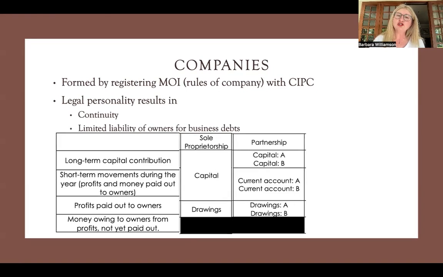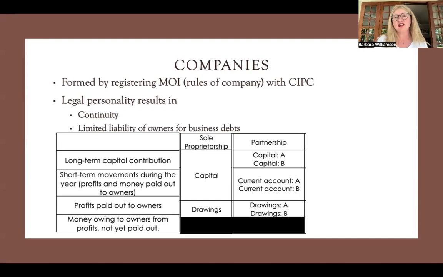We then introduced partnerships, and in a partnership, we decided to have different accounts for the different partners, obviously. But what we also did was we split capital into capital and current accounts. Now, the reason for that was that we wanted to keep the long-term investment in the business separate from the short-term movements of things like what profit they're entitled to, closing off the drawings, etc.